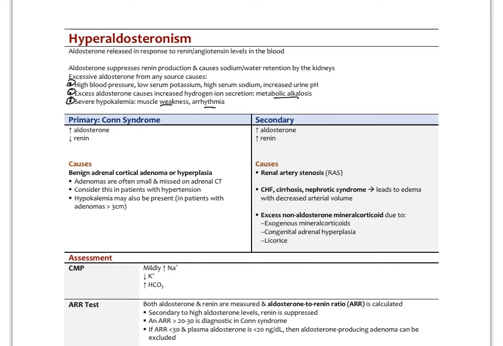And aldosterone can be raised either primarily, and that would be from an adrenal tumor, and that's what we call Conn syndrome, and that's high aldosterone, low renin. Or secondarily, we have high aldosterone, usually from high renin. And so the causes are going to be different here. So for Conn syndrome, we're going to have a benign adrenal cortical adenoma or potentially adrenal hyperplasia. The adenomas can be small and often missed, so sometimes the initial imaging might not show anything if you order that. But this should be considered.